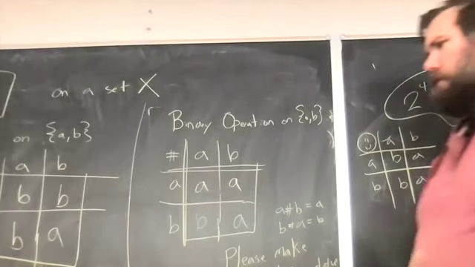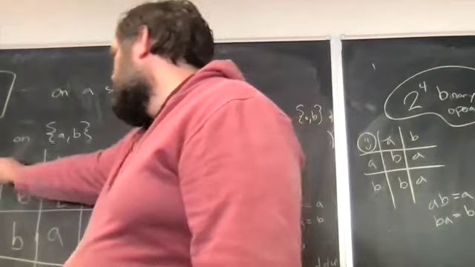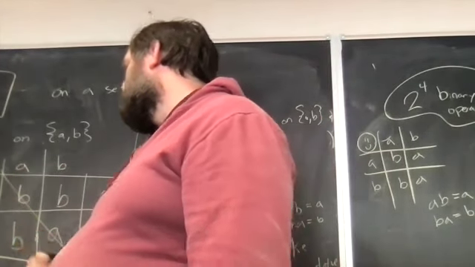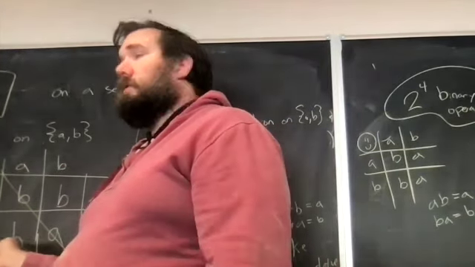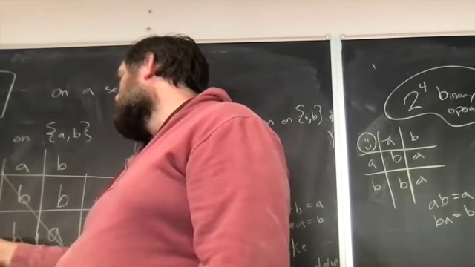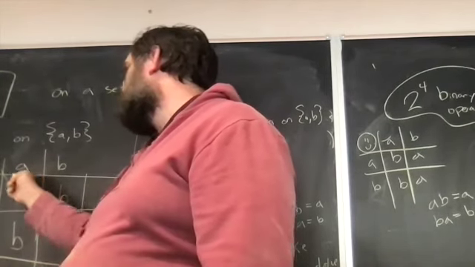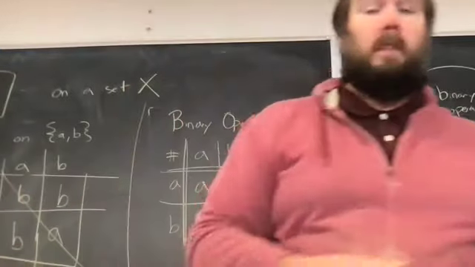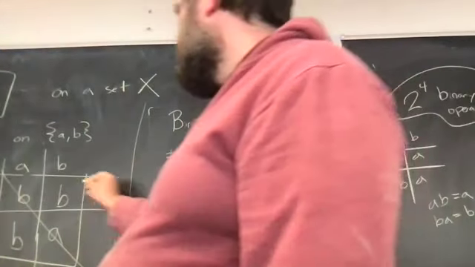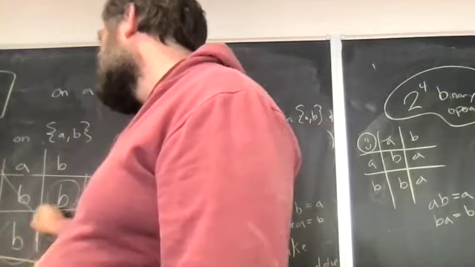Yeah, it turns out the diagonal doesn't matter because if you swap A and A, it doesn't matter. If you swap B and B, it doesn't matter. So as long as you write rows and columns in the same order, the question is whether this is equal to this.